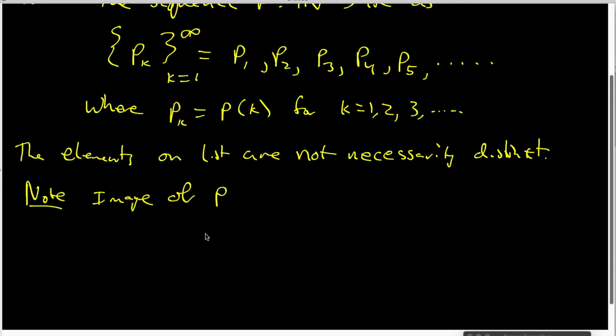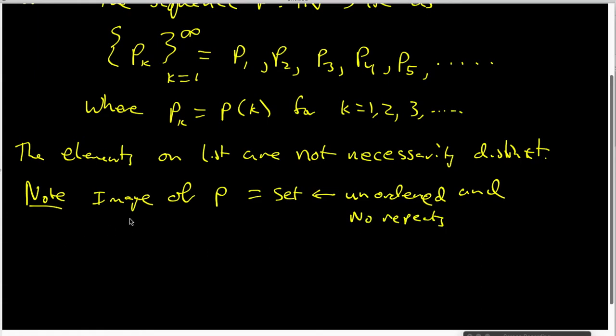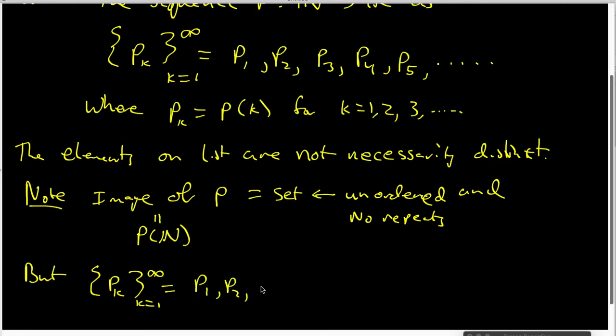of my sequence P is a set, and we usually think about the image as unordered and typically no repeats. And we're going to write the image of P as P of the natural numbers. But we're going to reserve this particular notation for the ordered list, P1, P2, P3, P4, and so on.